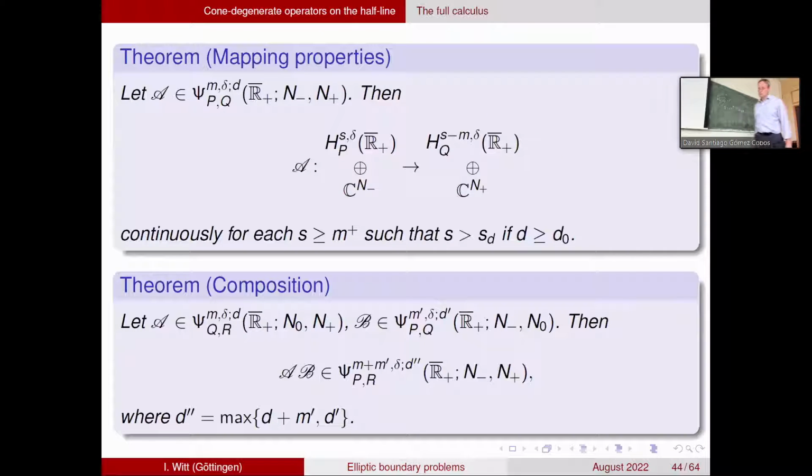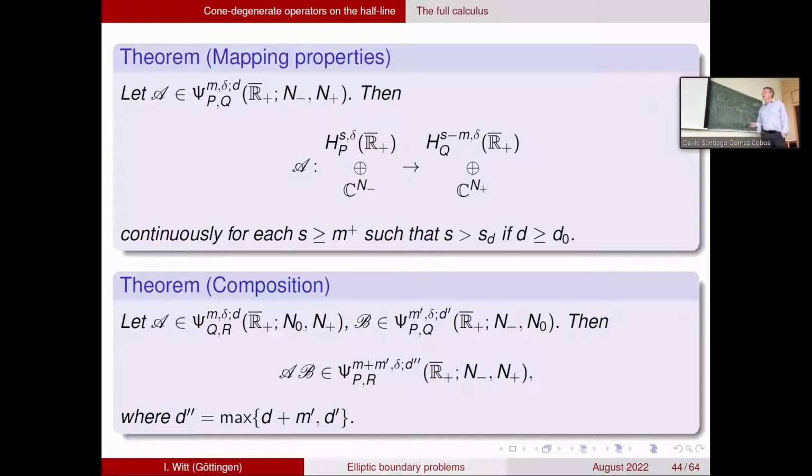And then properties. Okay, I'm a bit fast again. Okay, fine. It has the correct mapping property. So we start with these H^{s,delta}_p spaces, and it's mapped into the H^{s-m,delta}_p spaces. Delta, as I said before, stays the same. There's some trick. I don't want to discuss it. I always had this as non-negative. This can also be relaxed. In that case, it means that s has to be at least the maximum of m plus something and m 0. And if d is at least d naught, then s has to be larger than s_p. But then we have the correct mapping properties.